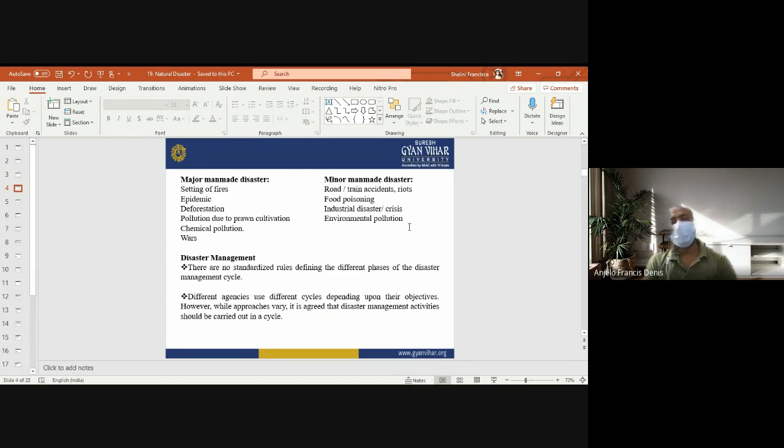Under the major category of man-made disaster, setting of fires, epidemic, deforestation, pollution due to ground cultivation, chemical pollution, war, all these types of disaster can be considered major man-made disaster. Whereas minor man-made disasters are road accidents, railway accidents, riots, food poisoning, industrial disaster or industrial crisis, and environmental pollution. They all are considered minor man-made disaster.